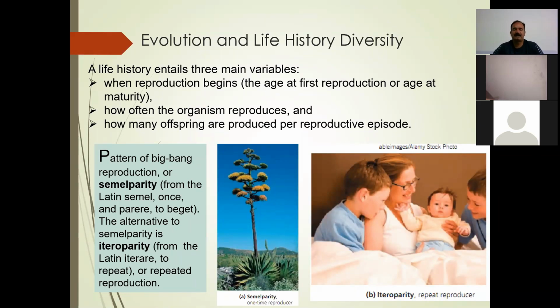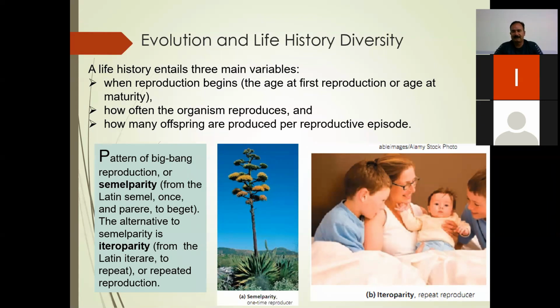Then the second attribute is how often the organism reproduces and how many offspring are produced per reproductive episode. How often the organism reproduces: we have different examples of animals, like you have studied in previous lectures about pink salmon. Pink salmon reproduce only one time in their life, whereas humans and other mammals reproduce many times throughout their lifespan. How many offspring are produced per reproductive episode? Some species produce millions of eggs during their reproductive episode. In the case of humans, only one or two individuals are born during one reproductive session.